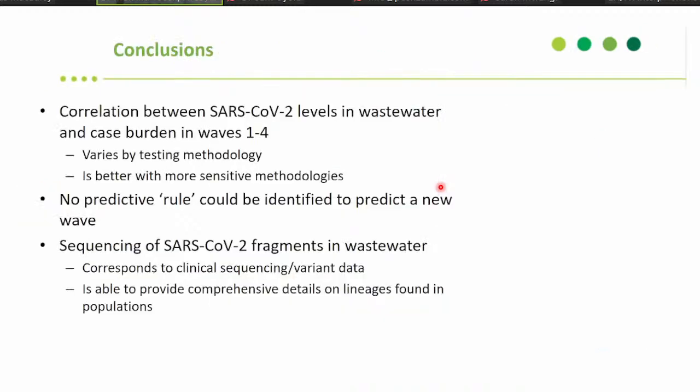So in conclusion, the correlation between SARS-CoV-2 levels in wastewater and case burden in waves, all four waves, varies between test methodologies, and it's also better to have more sensitive methodologies. We also say that there is no predictive rule yet to identify or predict a new wave, but it's something that we're still working on. And for sequencing, we say that it corresponded very well to the clinical and variant data, and it's able to provide comprehensive details on the lineages found in the population.